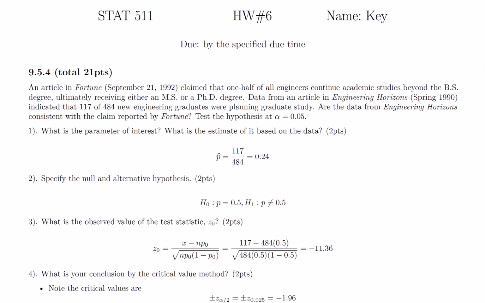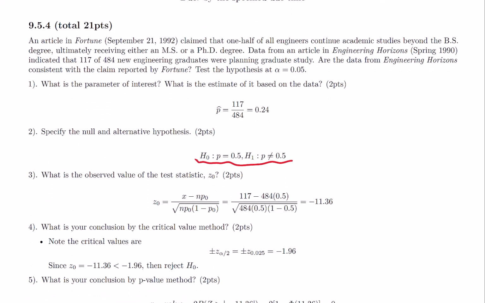9.5.4. So this is about the hypothesis about the proportion. Okay, so the first part right here is about the point estimate, right? Because here we are interested about the proportion and how to estimate the proportion, right? This basically is the point estimate. Point estimate, think about this one. 117 out of 484. So that's a proportion, right?